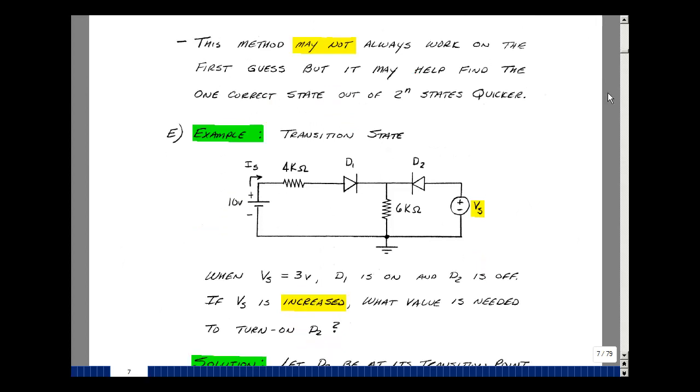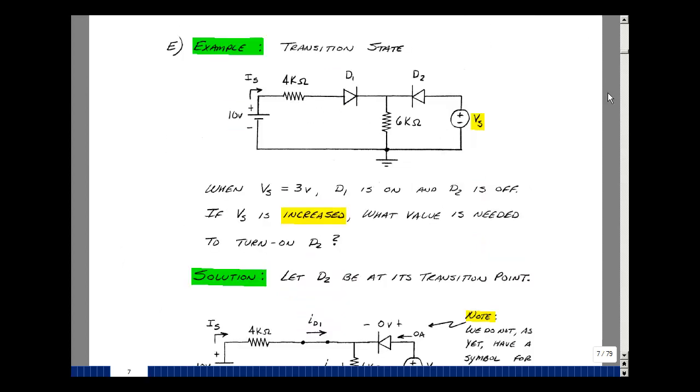Let's take a look at an example of a transition state. In this last example, we had a battery here of 3 volts, and that caused diode 1 to be on and diode 2 to be off. What would happen now if I were to increase the value of that 3 volt battery such that diode 2 started to conduct? Now in electronics we calculate things like that because we use detectors to turn on something, whether it's a light or an alarm system, if something happens. Transition points allow us a way to find out where that's going to happen.